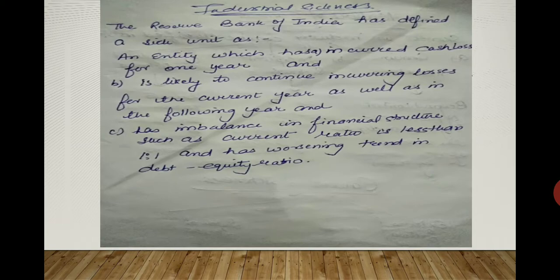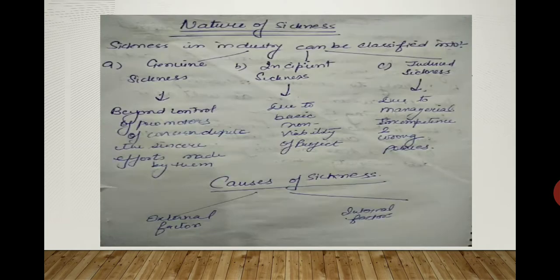Another criterion is the financial structure that shows the worsening position of balance sheets and worsening positions of the assets and liabilities. So if an industrial unit is characterized with these features, then we call that industrial unit a sick one. Now we'll be talking about the nature of sickness.